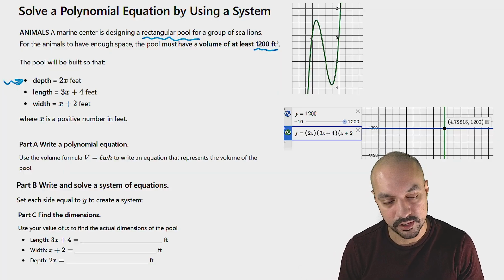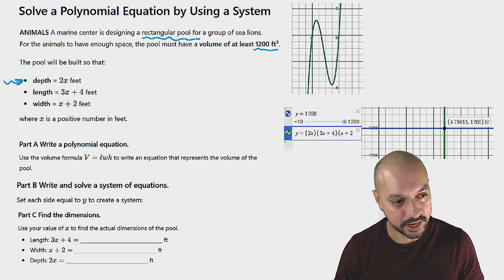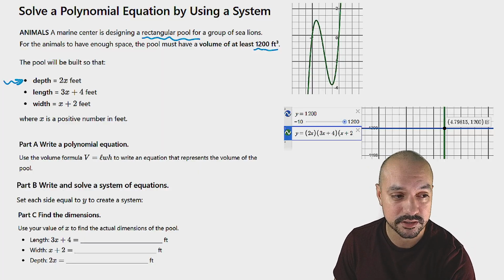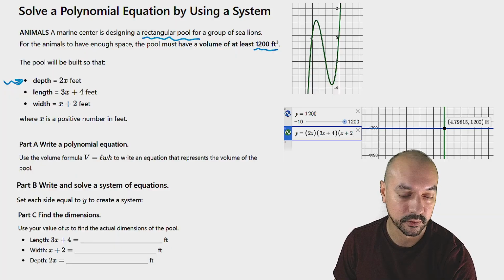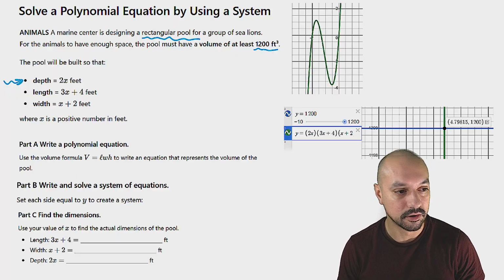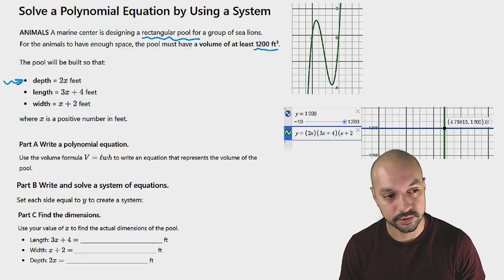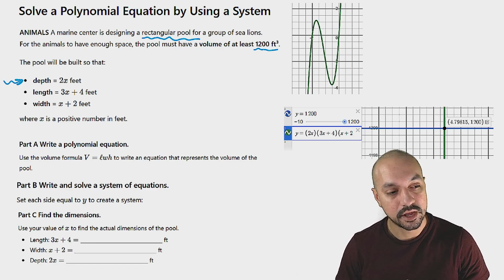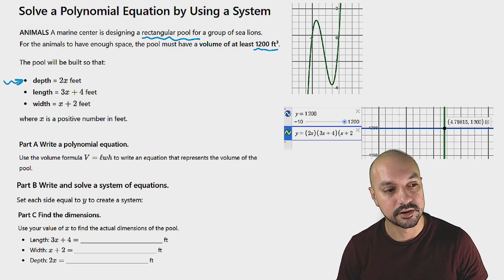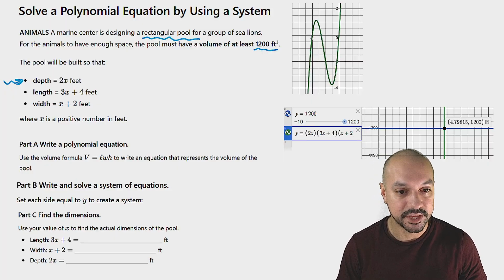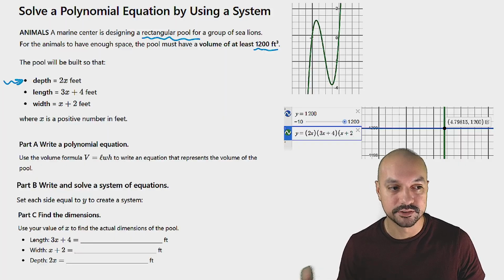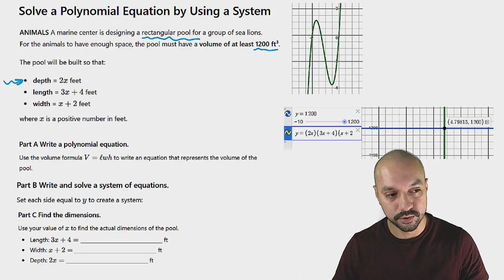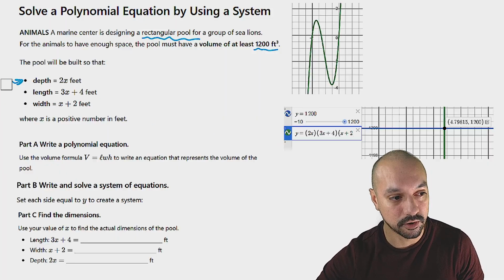Now you might be saying, how deep is that actually? Well, we don't actually know how deep that is. There's a variable in the representation of that dimension. So if x is 3, the depth is going to be 6 feet. If x is 10, the depth is going to be 20 feet. So the depth could vary. They're allowing it to vary in this model. Maybe they're not sure yet how deep they actually want it to be, but they have an idea. So they're able to use an expression, in this case 2x, to represent how deep the pool is going to be. So we actually have an expression for all three dimensions.